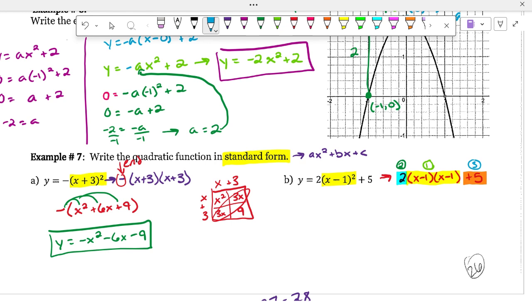So first things first, I'm just going to do a quick box method. Now, I'm not going to do a box because that's also a very easy FOIL. X times x is x squared. Negative 1 times x is negative x. There's 2 of them, so that's negative 2x. Negative 1 times negative 1 is negative 1. So this will be 2 times x squared minus 2x plus 1. And then make sure you bring down that plus 5.